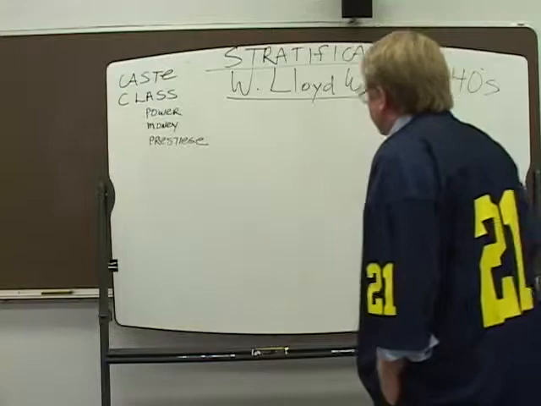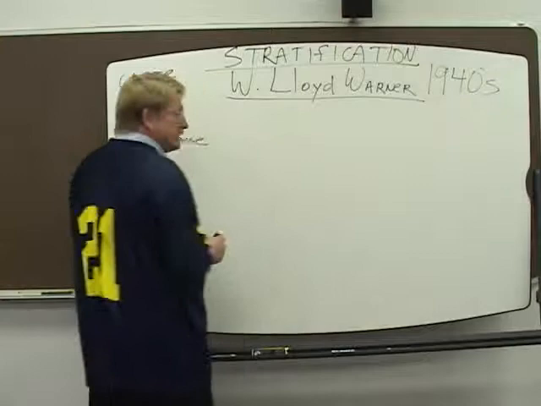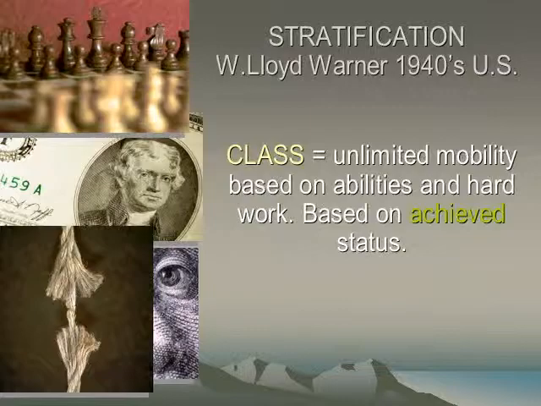2003. Stratification means layers, and W. Lloyd Warner went to a small Midwestern town, and he wanted to find out how people there classified each other. And what he found was that he had a six-step classification system. And normally this is thought of as a class system. Class system ideally means you have unlimited potential for mobility up or down depending on what you achieve yourself.